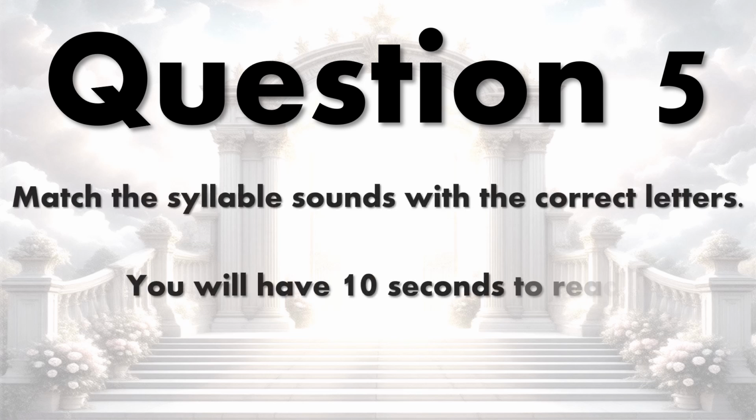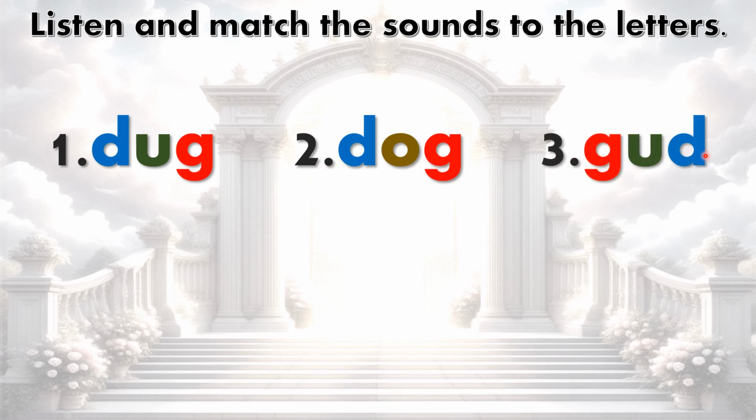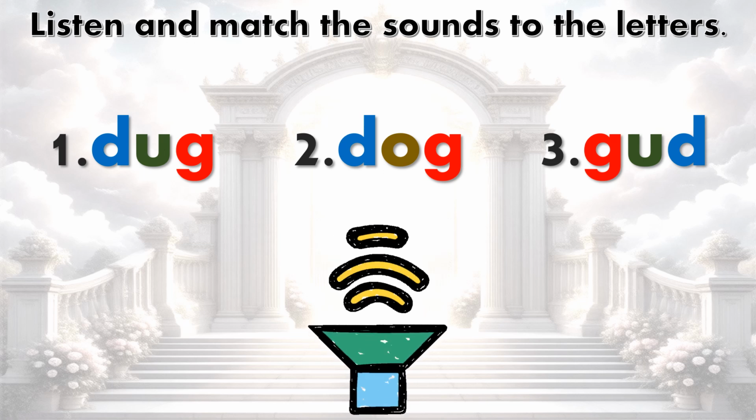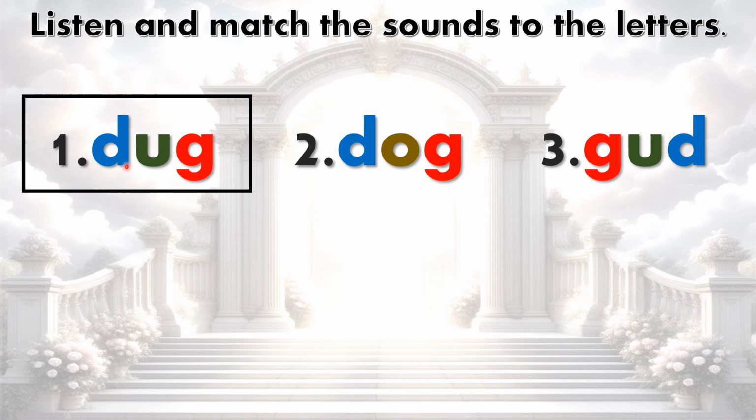Question 5. Match the syllable sounds with the correct letters. You will have 10 seconds to read. Number 1, D-U-G. Number 2, D-O-G. Number 3, G-U-D. Here come the sounds. Dug. D-U-G, dug. And the answer is number 1, Doug, D-A-G, Doug.